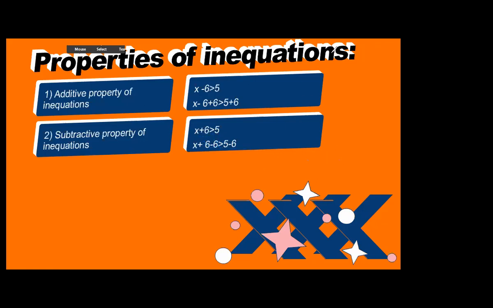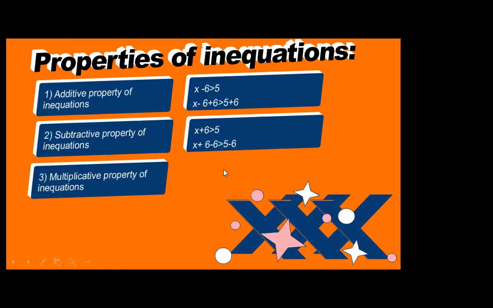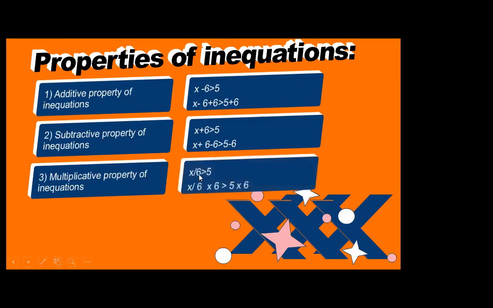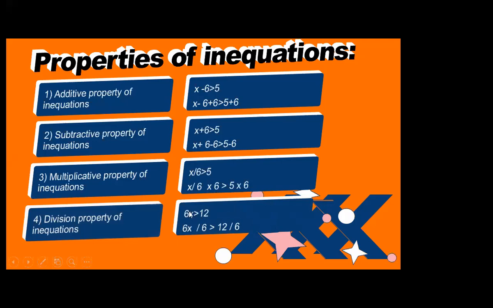Is it clear? Now the third property, students, is the multiplicative property. Now when x upon 6 is greater than 5, and we want the value of x only, we can multiply 6 on both sides. This is called the multiplicative property. By applying this property, the 6 and 6 will be cancelled. We get x is greater than 6 fives are 30. X is greater than 30. Okay. Fourth one is division property.